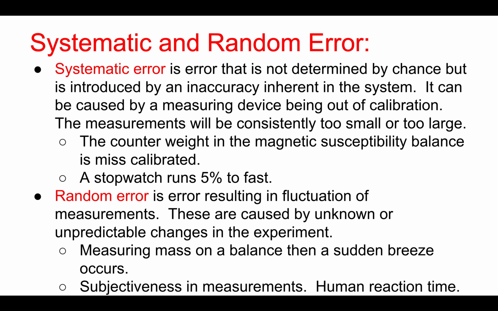Another random error is human reaction time. Let's say you're using a stopwatch to measure something. How fast your thumb or finger can hit the stop button is an example of a random error. Now, what I didn't mention is that a systematic error is something that's inherent in the system.